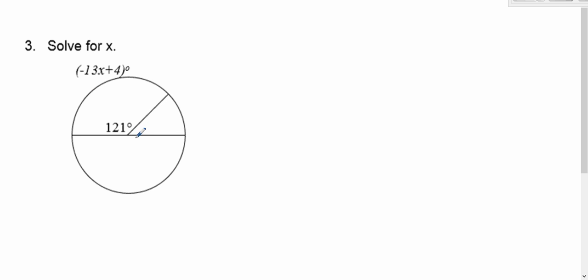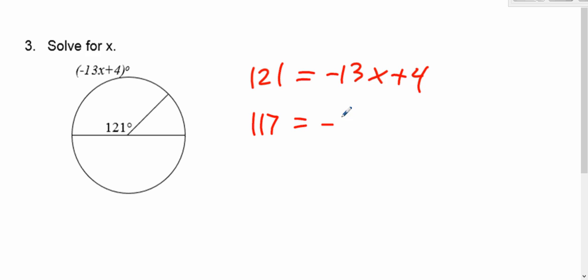Here we have a central angle. The angle is in the center of the circle. So the angle will equal the arc. So subtract the 4, you get 117 divided by negative 13. X equals negative 9.